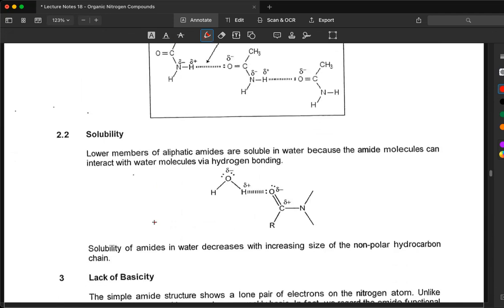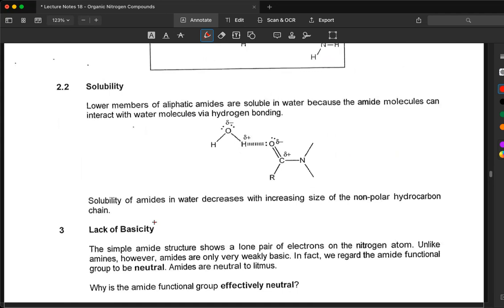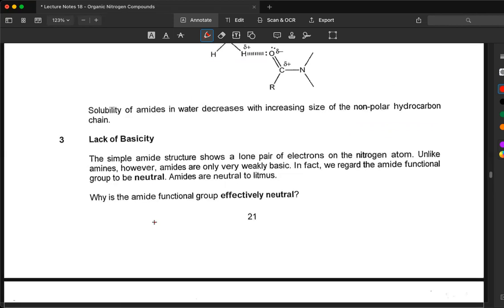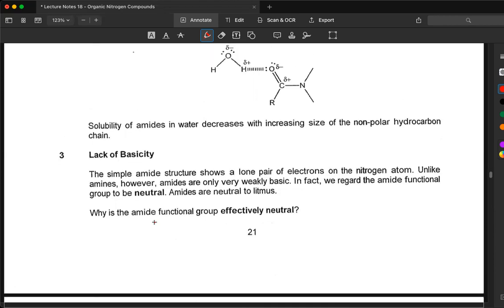Lower members of aliphatic amides are soluble in water because of the hydrogen bonds. But with increasing size of the non-polar hydrophobic hydrocarbon chain, the solubility decreases. Unlike amine, amides are still bases but very weak bases. So we can just regard the amide functional group as neutral. They are not going to change the color of litmus.